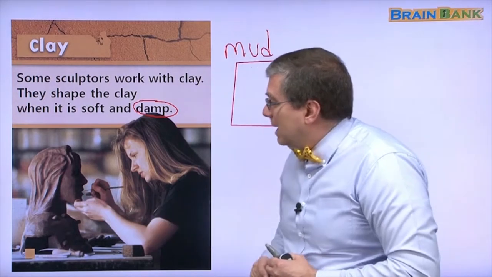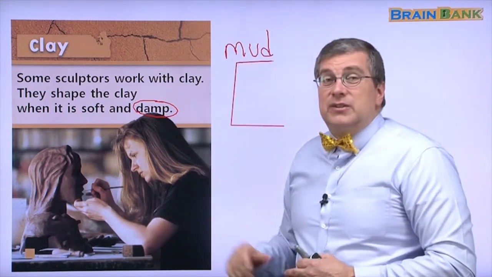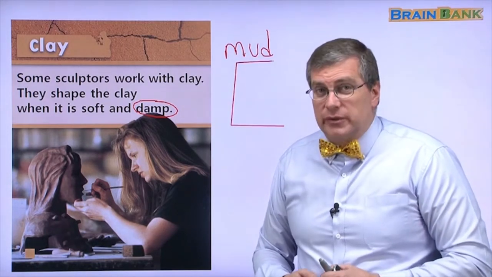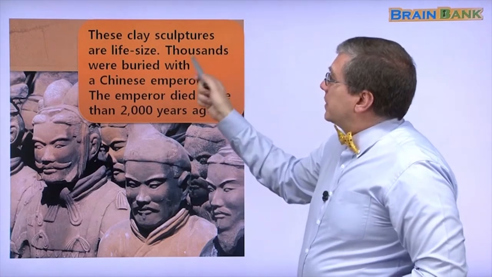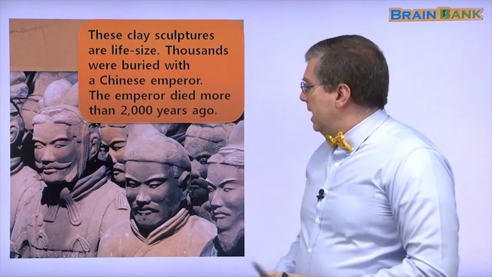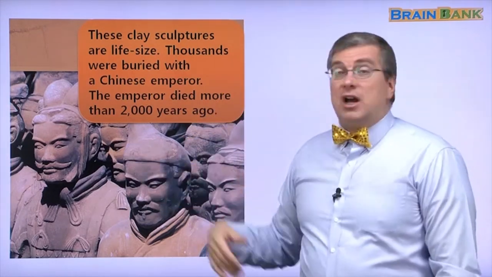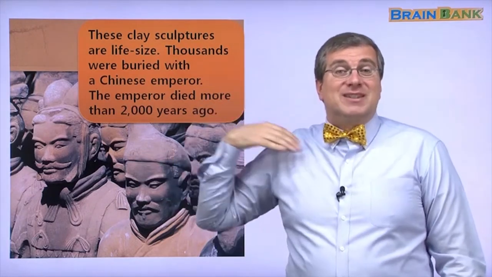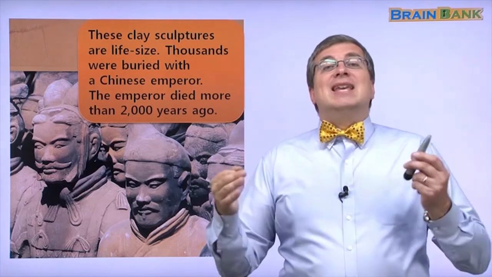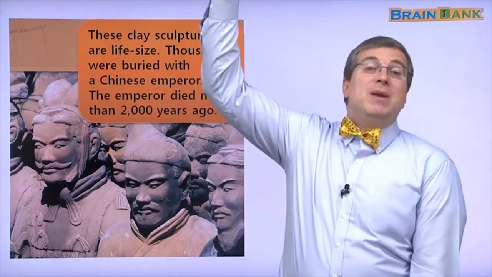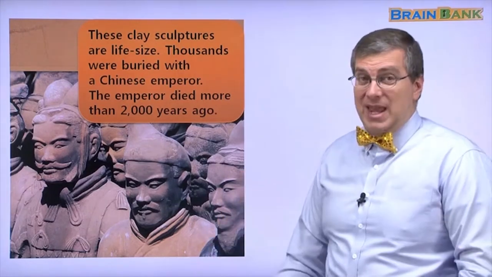Look at this woman. What is she making? She's making a sculpture of a woman's head. It's very beautiful. She is very good at making sculptures. She is a good sculptor. Now, these clay sculptures are life-size. Life-size? If you look at these sculptures, they are the same size as me. They are sculptures of men. If they are the same size as me or you, then they are life-size. Not smaller than life, not bigger than life, but life-sized. The same size as real people or real things.